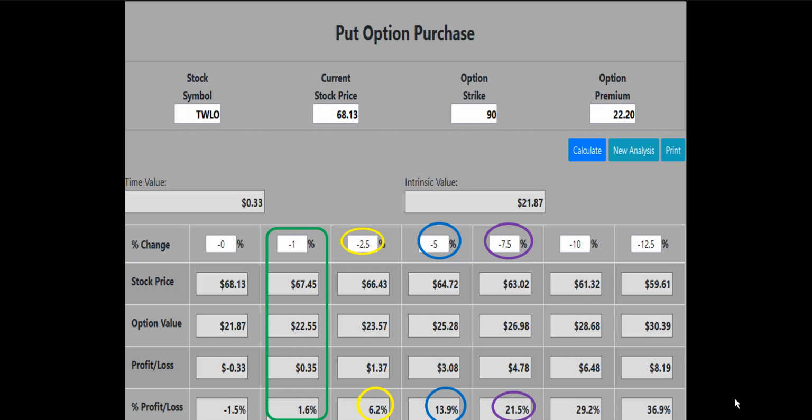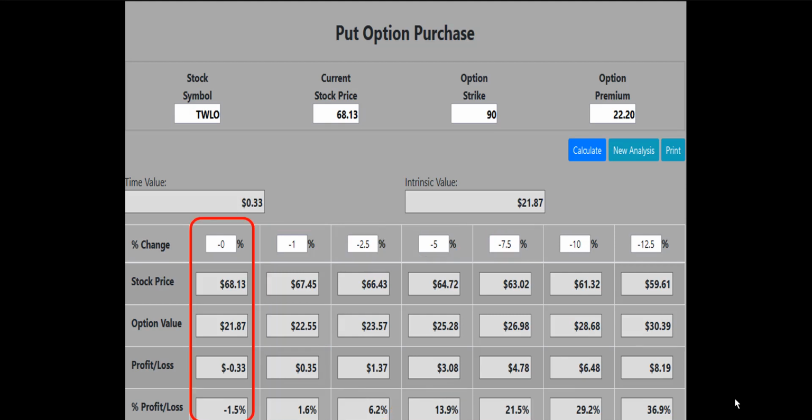The put option purchase calculator also shows that if the TWLO stock price decreases by 2.5%, the 90 put will make a 6.2% or $137 profit. If the TWLO stock price decreases by 5%, the 90 put will make a 13.9% or $388 profit. If the TWLO stock price decreases by 7.5%, the 90 put will make a 21.5% or $478 profit. The 10% and 12.5% numbers are also displayed. You can see that the profits get better and better.